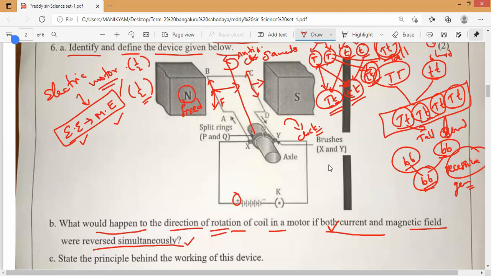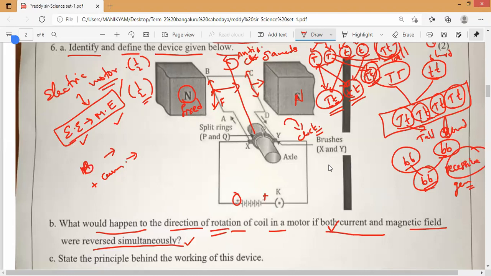You can see, here it will become the north pole and here it will become positive. Then what will happen? Observe very carefully. But still it is acting in the same anti-clockwise direction. Remember, if any one thing changes, either the magnetic field B or the direction of current, then the rotation will change, either clockwise or anti-clockwise.